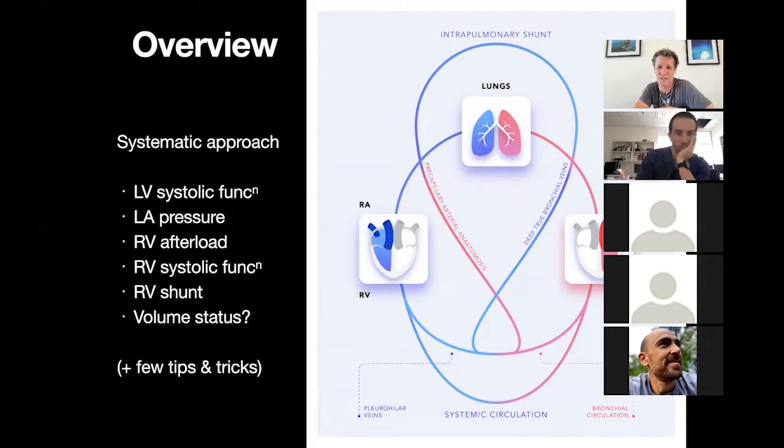We've got to start off with talking about systolic function of the LV, then left atrial pressure, and that buildup that's going to be felt back in the lungs. Then from the lungs back to the RV systolic function. Don't forget about shunts. And then maybe we'll try and have a crack at doing volume status. There's quite a lot to get through.